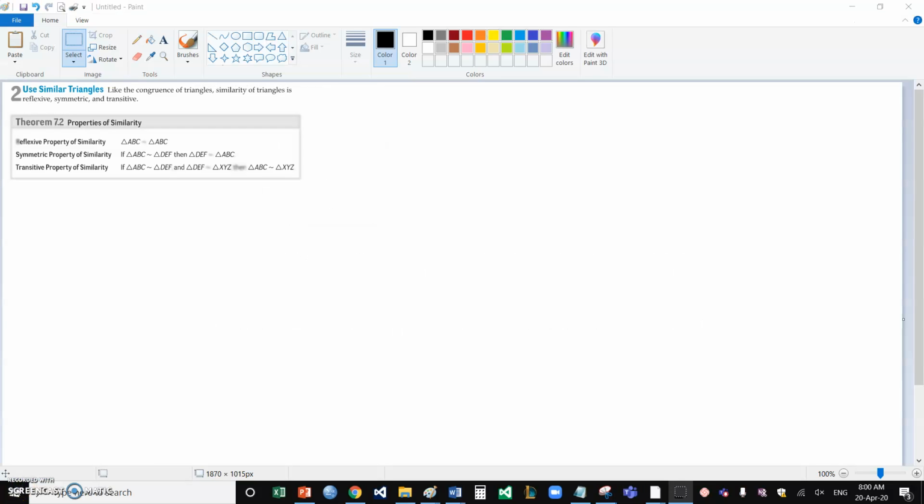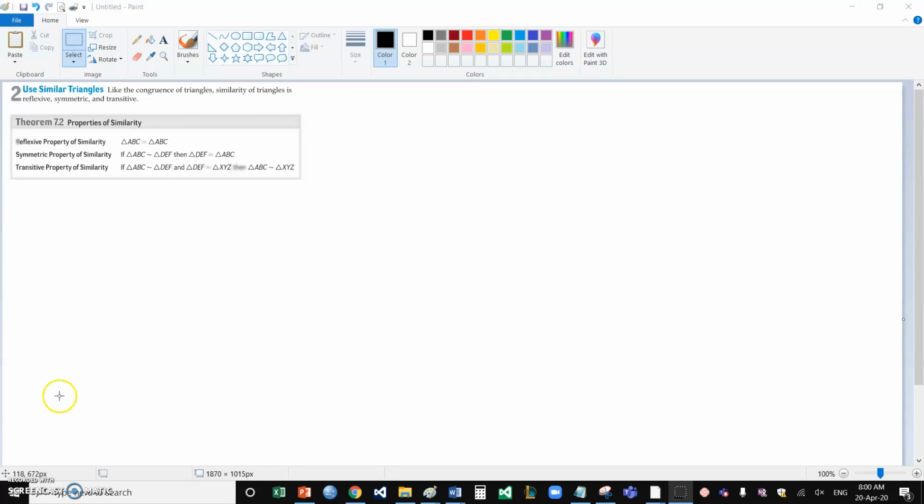Before we start looking at the exercises, let's look at Theorem 7.2, Properties of Similarity. Reflexive property of similarity: a triangle is always similar to itself. Symmetric property of similarity: if one triangle is similar to another triangle, then the other triangle is similar to the first triangle, of course. And the last one, transitive property of similarity: if one triangle is similar to a second triangle and the second triangle is similar to a third triangle, then the first triangle is similar to the third triangle.